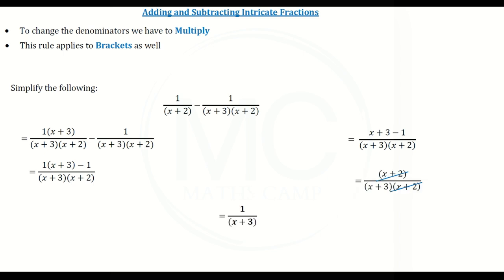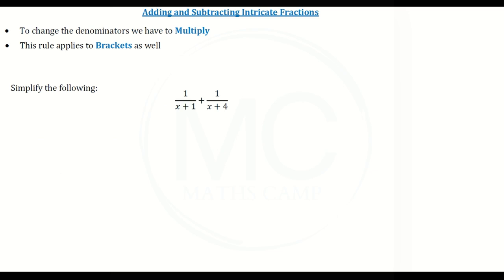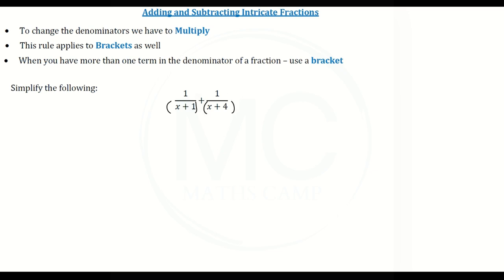Let's do another example. 1 over x plus 1 plus 1 over x plus 4. Here we have 1 over x plus 1 plus 1 over x plus 4. When you have more than one term in the denominator of the fraction, we can use a bracket. So we can put a bracket around here and a bracket around here. And we're going to multiply these two brackets together. So we're going to get a denominator of x plus 4 and x plus 1.